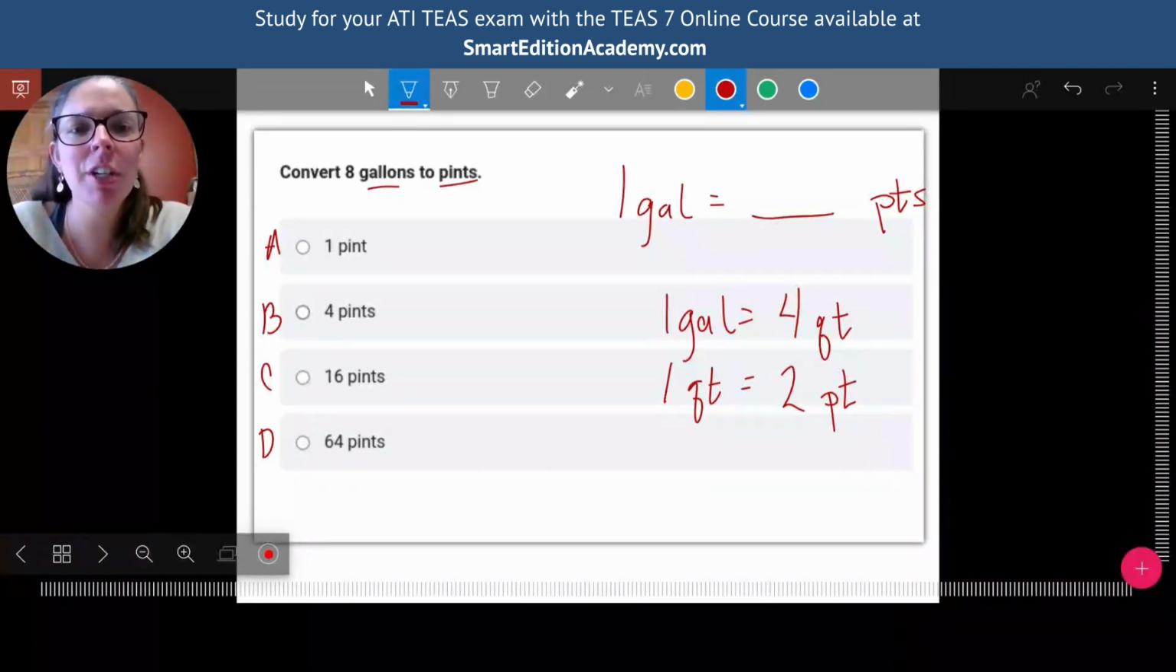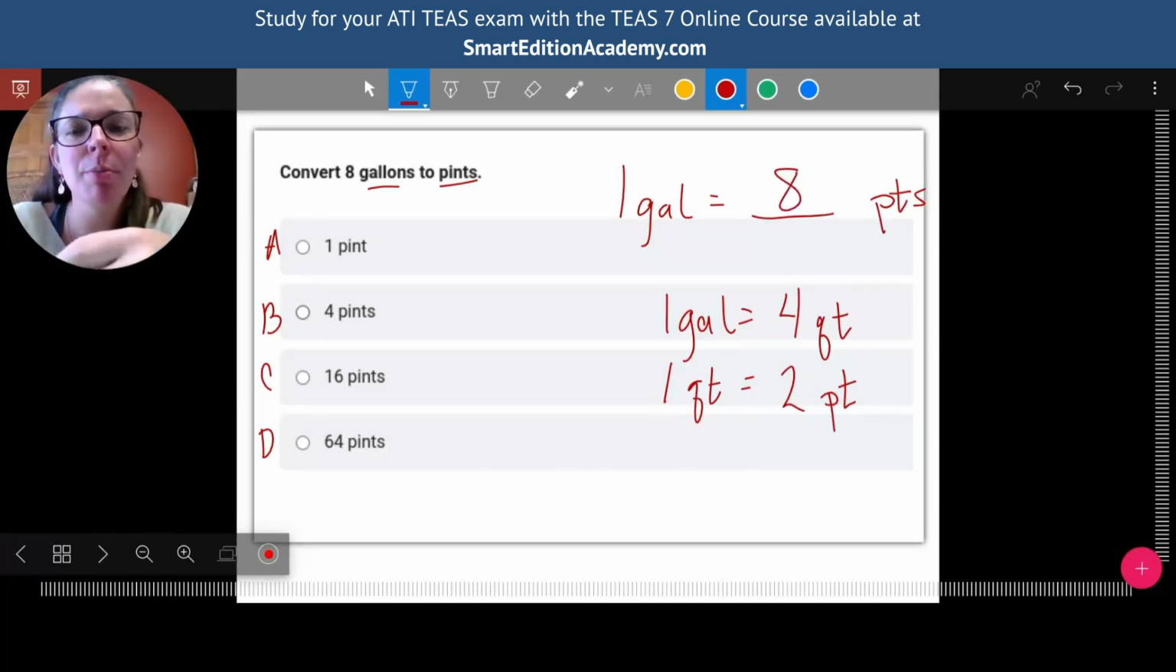Okay, so the conversion to go straight from gallons to pints would be 1 gallon equals 8 pints. So you could just multiply by 8. So you should have got 64. Or you could have just multiplied by 4 to get quarts and then take the quarts and multiply by 2 to get pints. Okay, either way works.